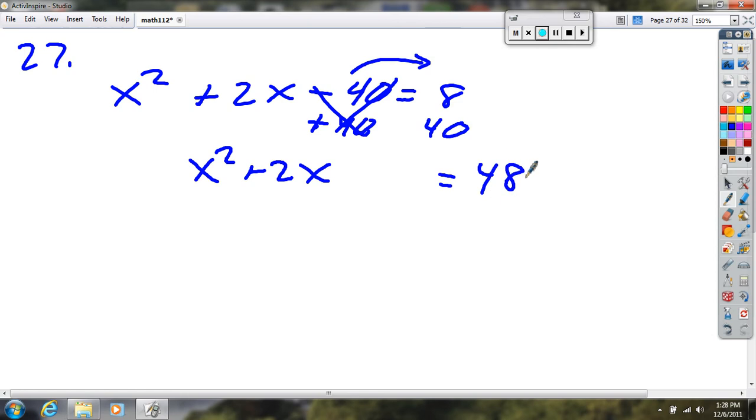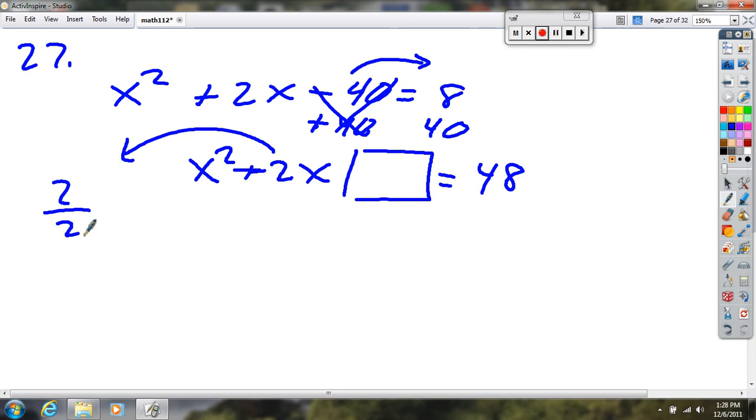Now, we need to find this number, the number we're going to put there. To do that, I take this number, the one number in front of x, bring it over here, 2. Always divide by 2. You take this number here, bring it over, and always divide by 2. In this case, 2 over 2 is 1. Square it. 1 squared is 1. This number goes in the box here, plus 1, and over here, plus 1. You have to add this 1 to both sides.